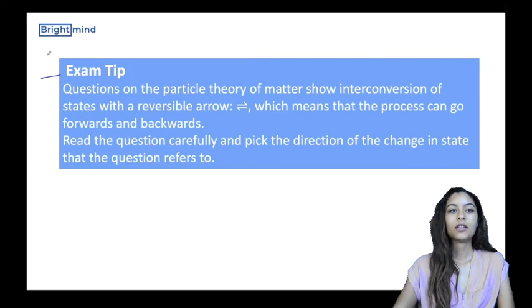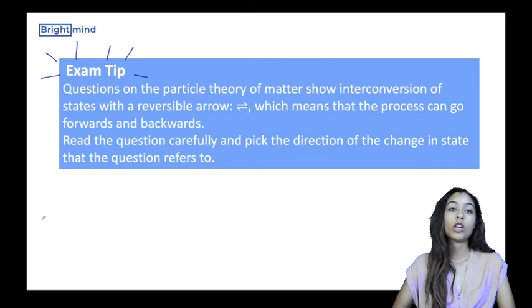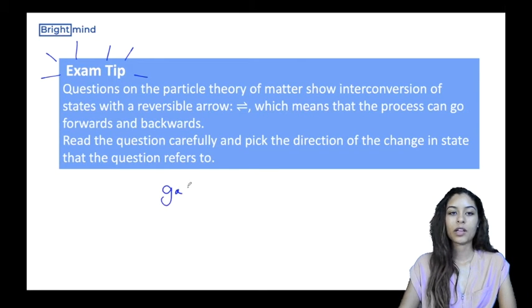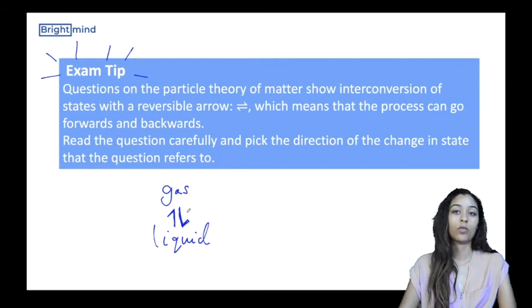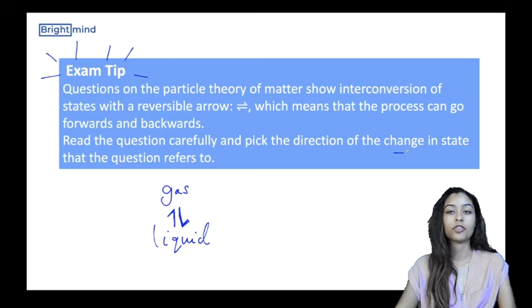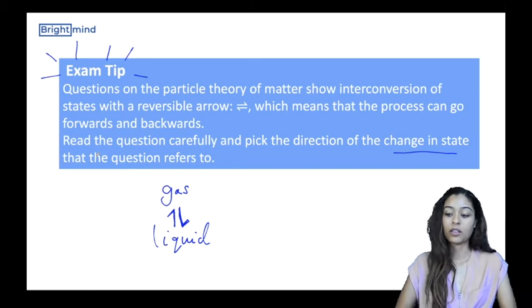Okay, let's pay close attention to this exam tip. So often you will get a question on particle theory of matter, and it shows the interconversion of states with this reversible arrow. So for example, you will have gas, and then here you will have liquid, and then this would be the interconversion arrow. So it indicates that it can move in either one direction or the other. Now you need to read the question carefully and pick the direction of change in state that the question is referring to ensure that you get the answer correct.